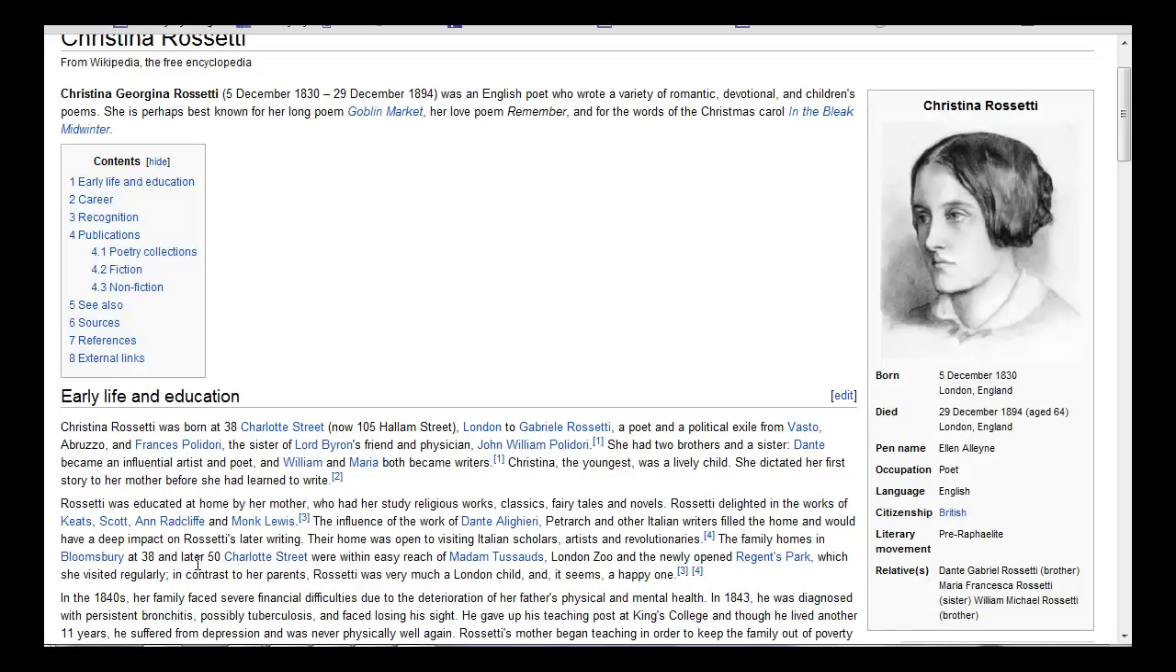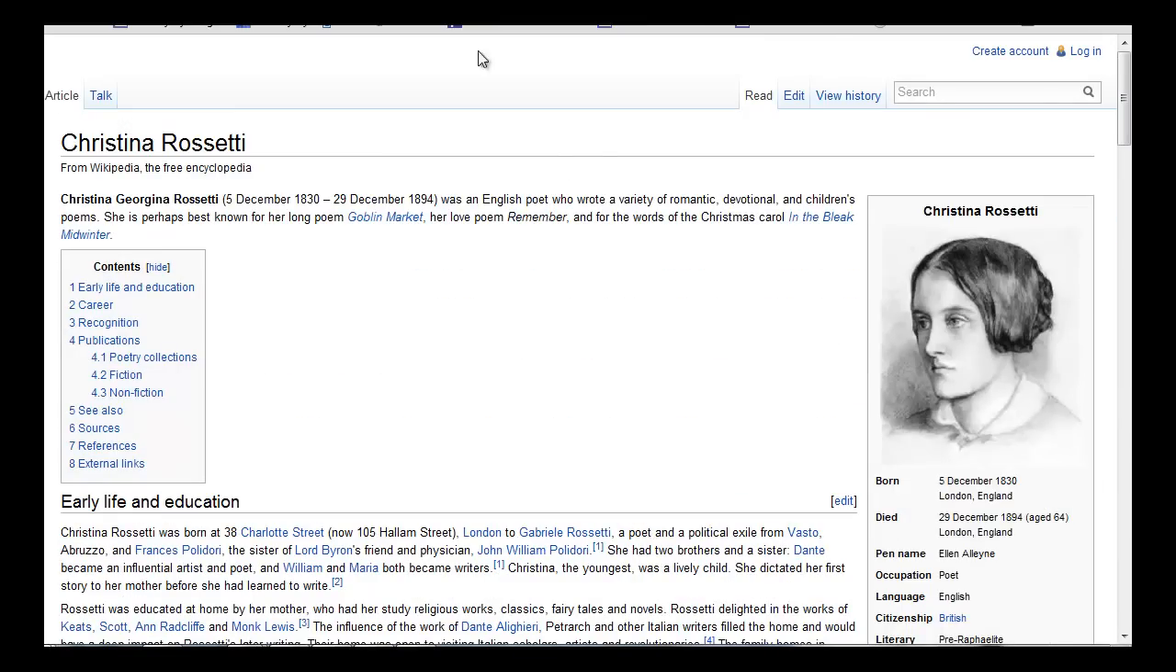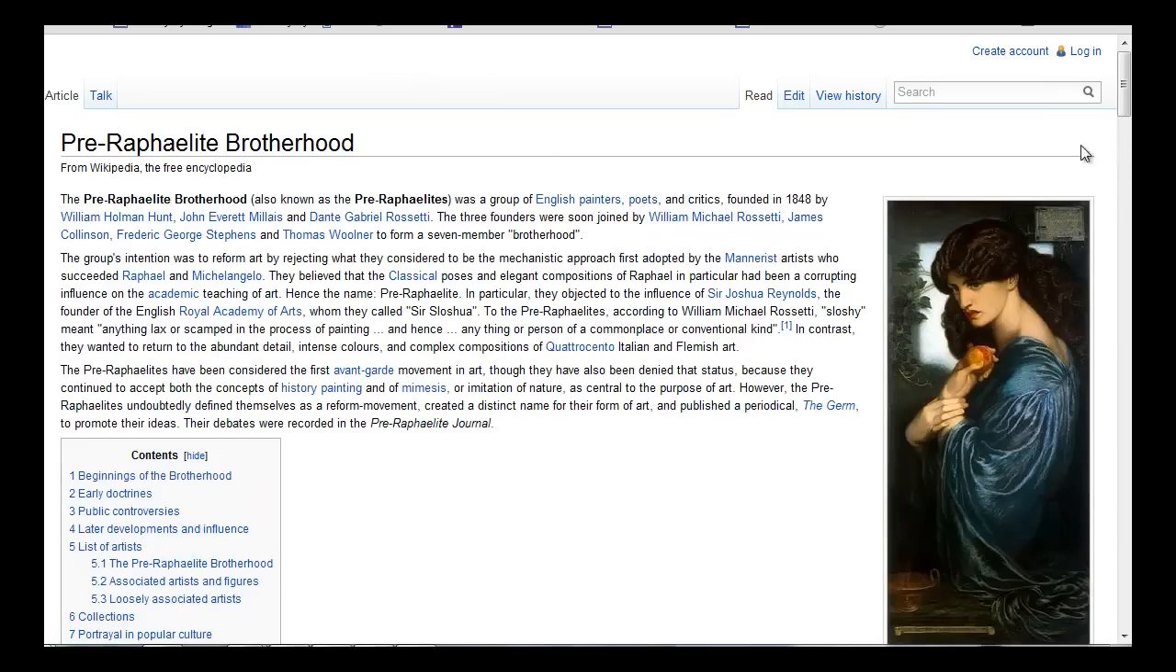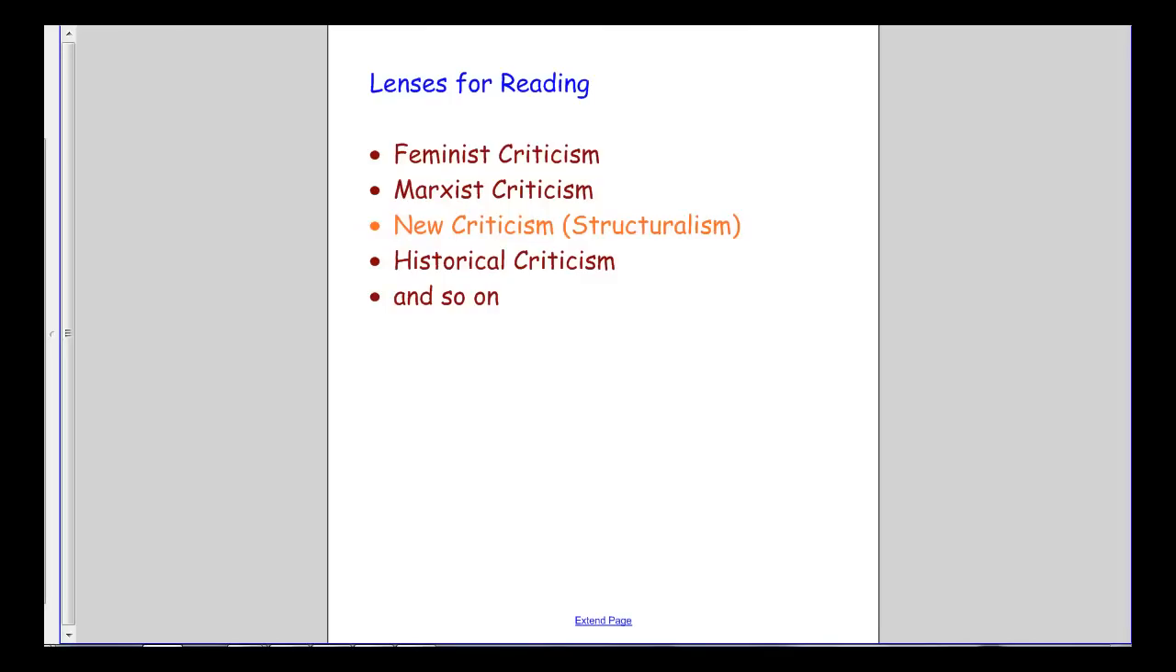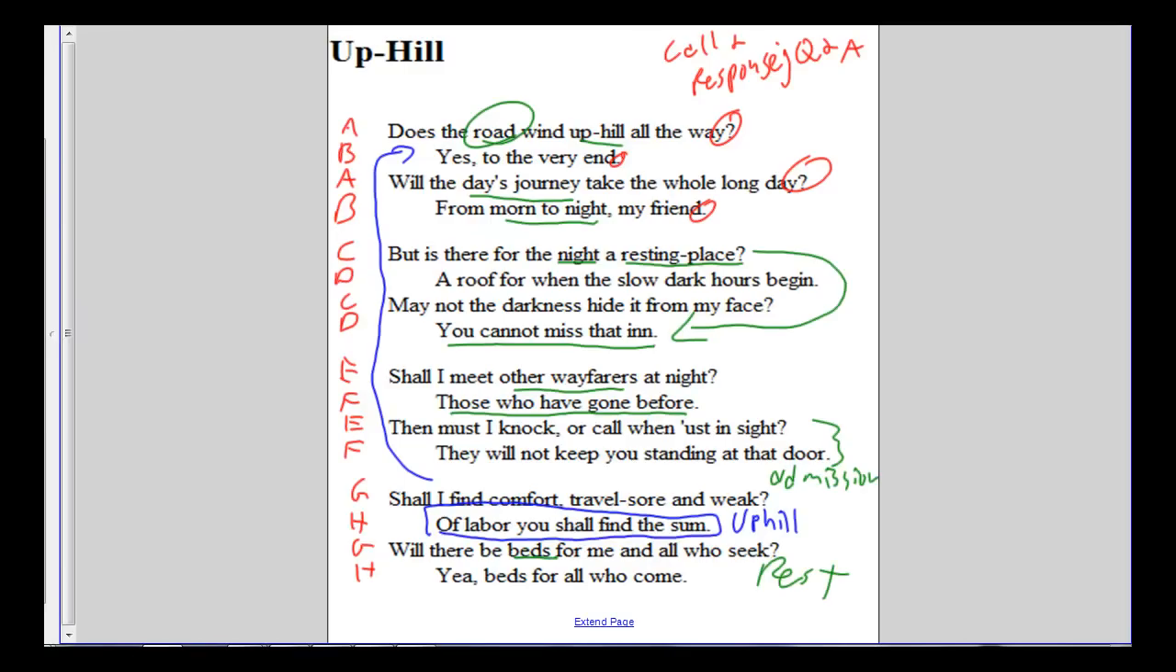There's always things like Wikipedia that give us a partial, generally misguided understanding. I would not recommend trying to understand a poem through the lens of, for example, Christina Rossetti's Wikipedia page, or maybe something about the Pre-Raphaelite Brotherhood of which she was a part. I would avoid it. I think, especially as I think about part 4, it's all about the text.